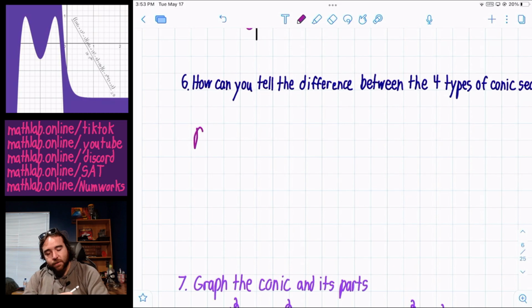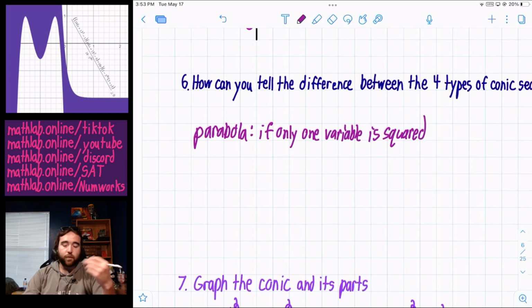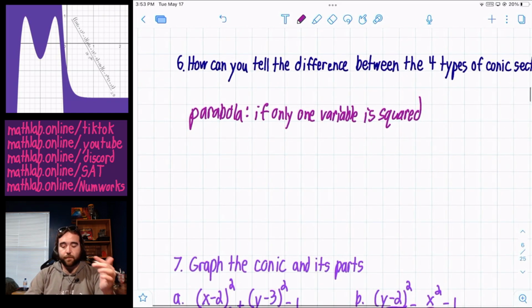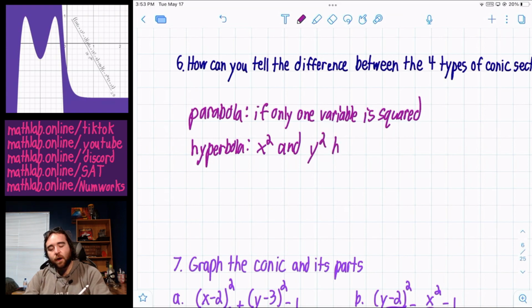So the first thing is a parabola. We know it's a parabola if only one variable is squared. So if only one variable is squared, it's definitely a parabola. The next thing I would look at is if x squared and y squared have different signs, because that means that it's a hyperbola. It's a hyperbola if x squared and y squared have different signs.